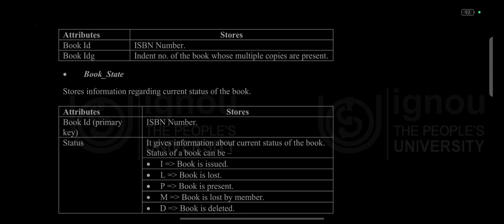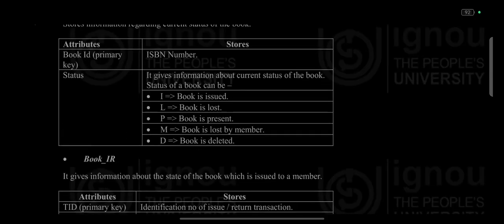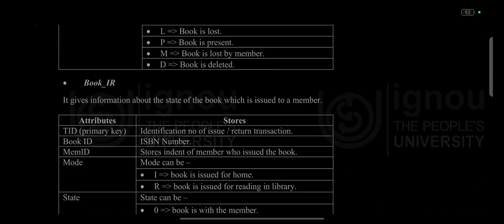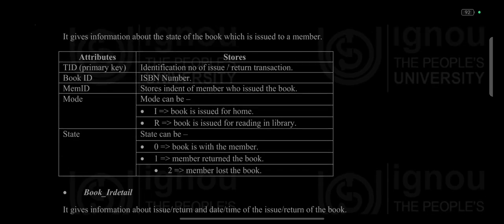Book state stores information regarding the current status of the book. Attributes: book ID, primary key; ISBN number; status, which gives information about the current status of the book. Status of a book can be I, book is issued; L, book is lost; P, book is present; M, book is lost by member; D, book is deleted.